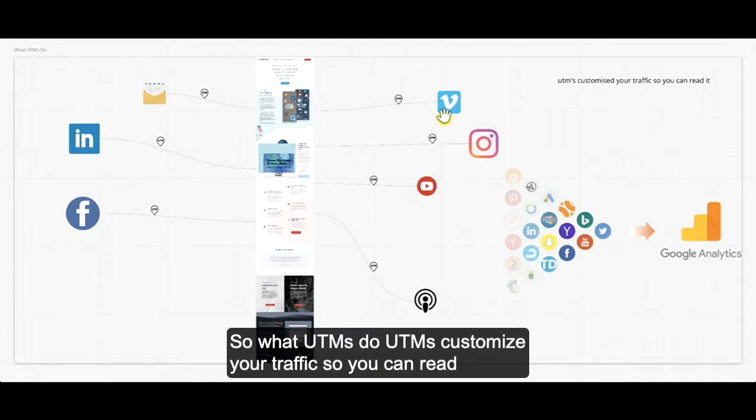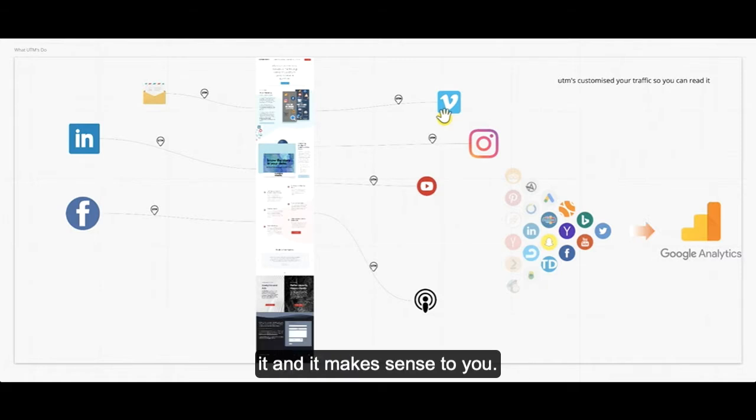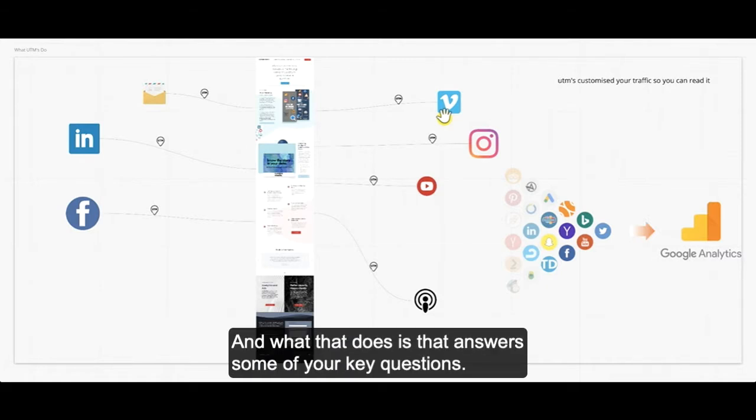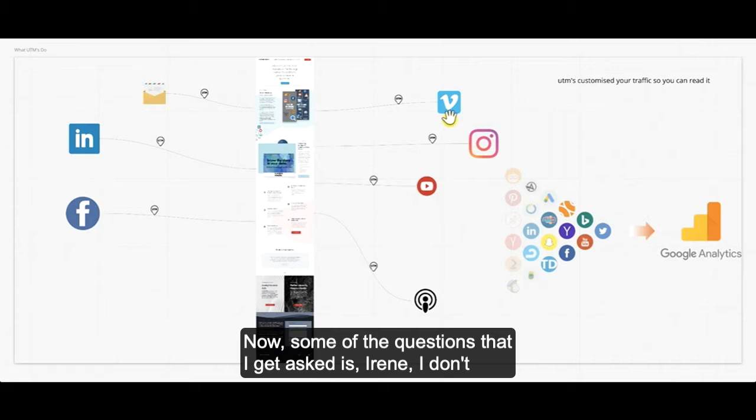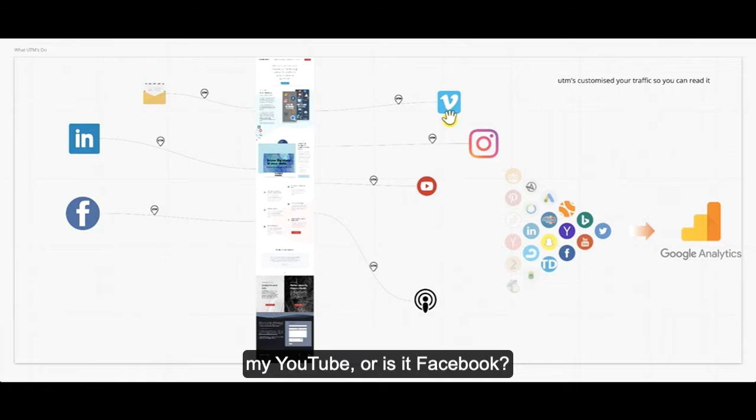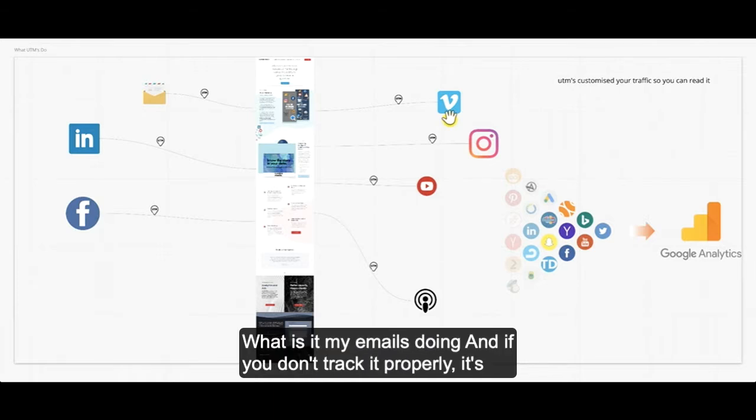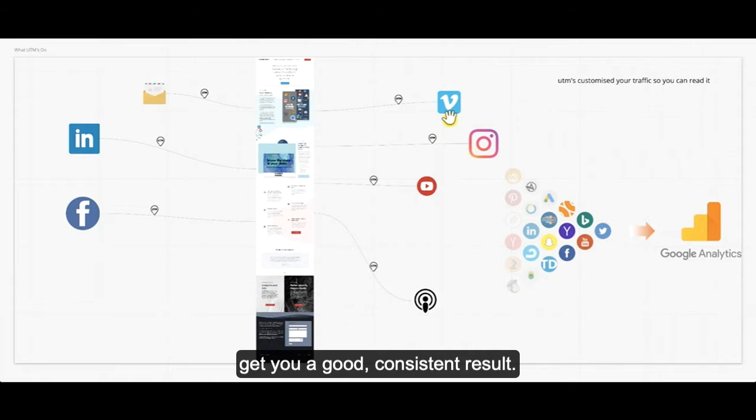So what UTMs do, UTMs customize your traffic so you can read it and it makes sense to you. And what that does is that answers some of your key questions. Now, some of the questions that I get asked is, Irene, I don't know, is my LinkedIn bringing me the people that convert, or is my YouTube, or is it Facebook, or is it my emails doing it? And if you don't track it properly, it's going to be a little bit of guessing, and guessing is never going to get you a good, consistent result.